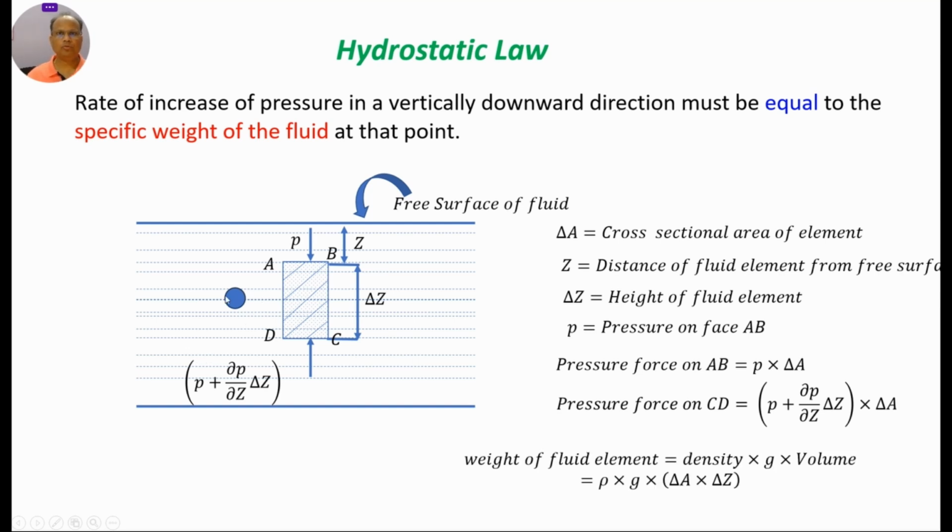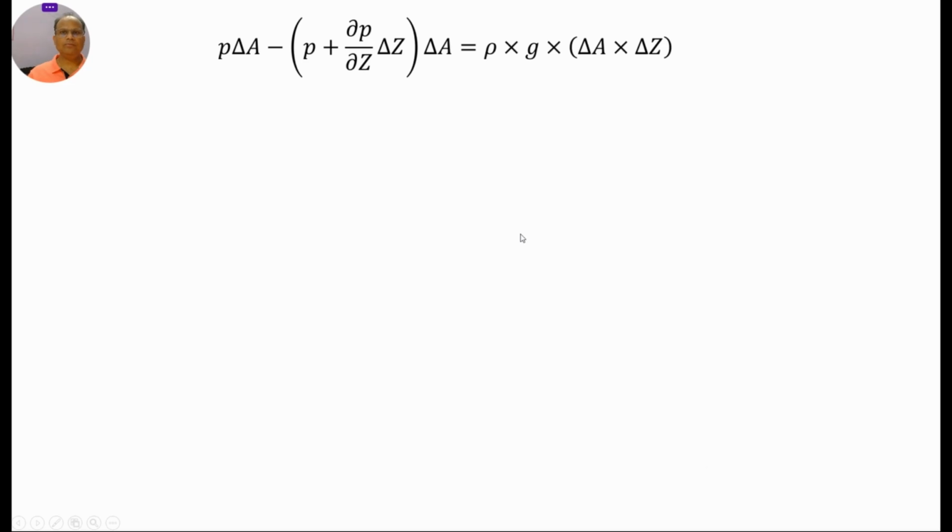Now we have to find out the weight of that fluid element. The weight of the fluid element is density into G into volume. Density we know as rho, G we know, and the volume is delta A into delta Z. So we have written the volume here. Now we will balance the forces.